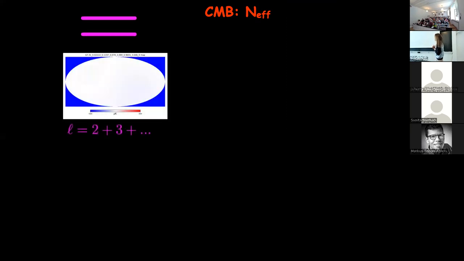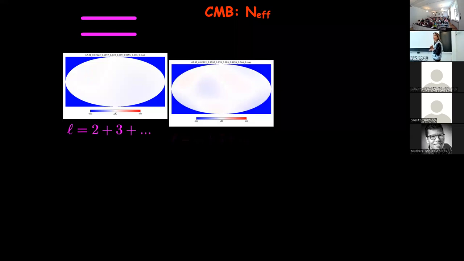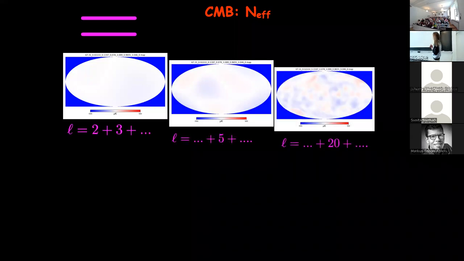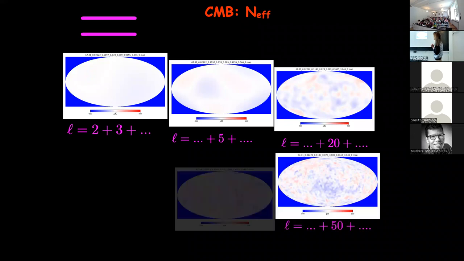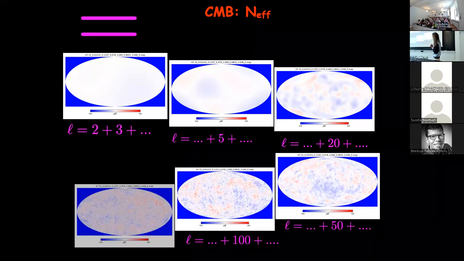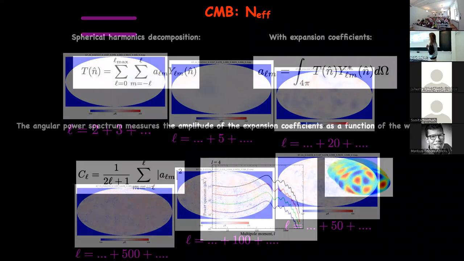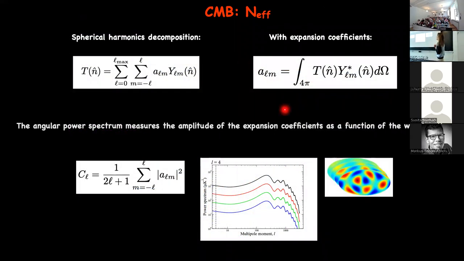And here I show you how this is computed. We have many, many multipoles. So you see, we are summing over L equal 20, plus L equal 50, plus L equal 100, and here we have the beautiful image with L equal 500. So what is the CMB? The CMB is just the temperature fluctuations decomposed in terms of spherical harmonics. The expansion coefficients are given by these a_lm. The power spectrum that we always see is just the variance of the expansion coefficients in this spherical harmonic decomposition.